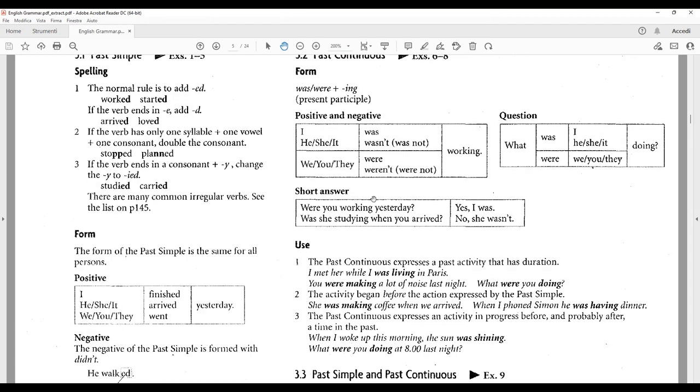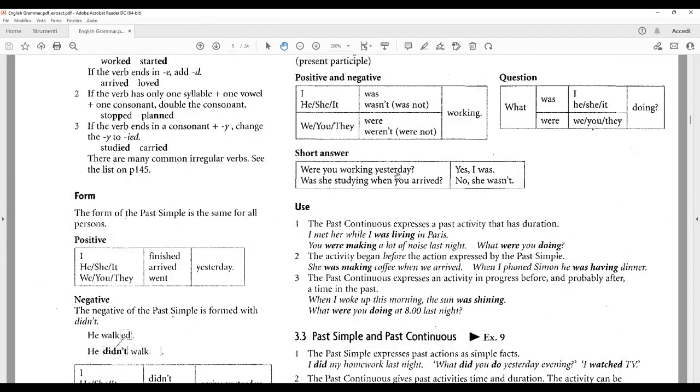Short answers. Were you working yesterday? Yes, I was. Since there is no do, I can't play ping pong with do, I do it with the verb to be. Were you working yesterday? Yes, I was. Was she studying when you arrived? No, she wasn't.